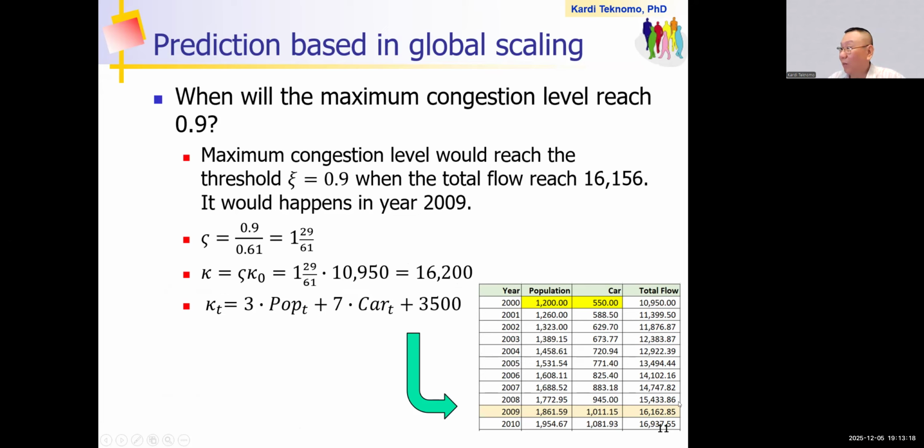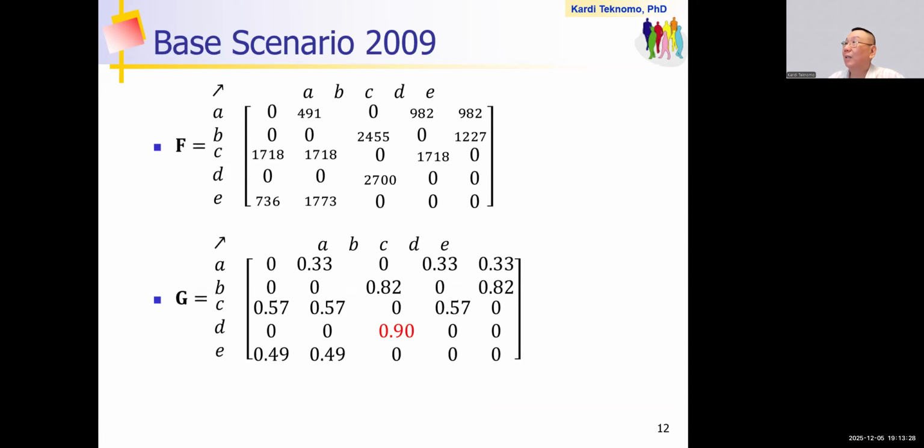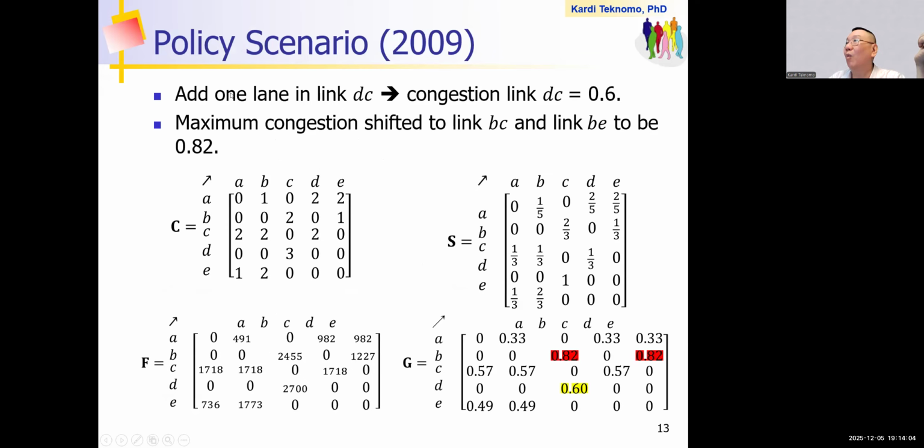Okay. So once you get this value, 16,200, now you put this as an input. When you put that as an input, you will get exactly G equals 0.9. Now, based on the policy scenario, whenever G, the congestion level, reaches 0.9, then in that link we need to add a lane, isn't it? So what is the link that we need to add a lane? DC. So then we add one lane in link DC. Once you add from 2 lanes to 3 lanes, then everything changes, isn't it? So the stochastic matrix changes, the flow changes, and then the congestion level changes.